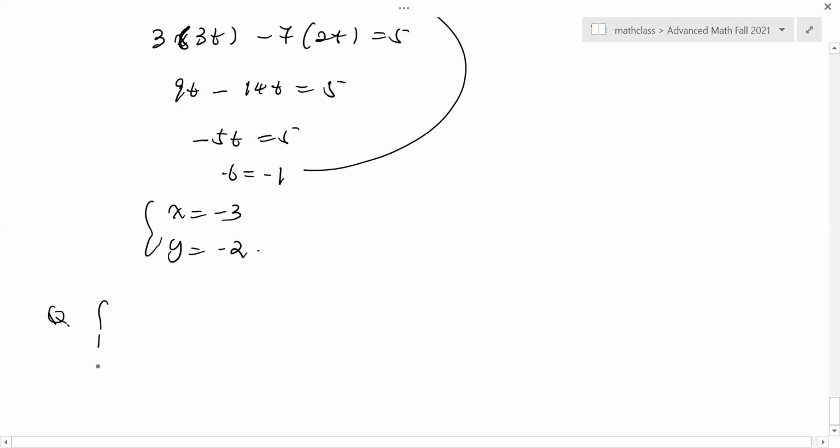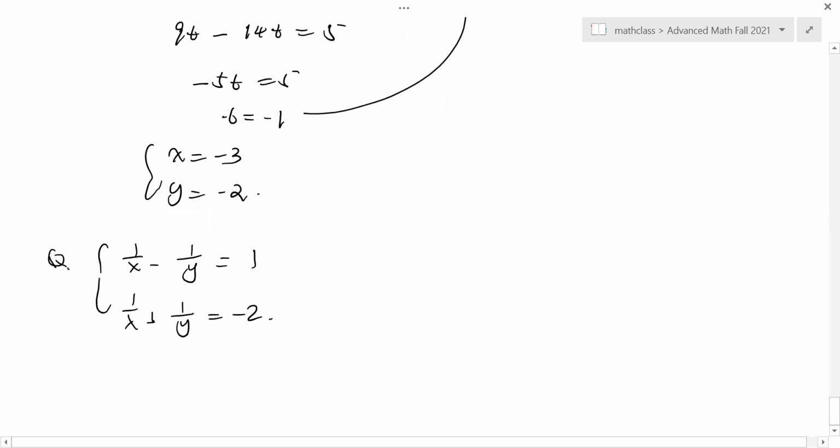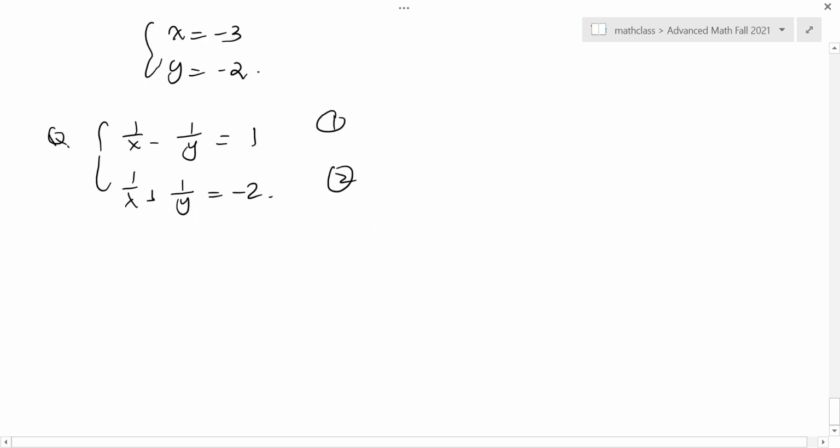Now, there are some equations that at the very beginning do not look like linear equations. How do you solve this system? Those are not linear equations, but either you introduce a substitution, you can let 1 over x be u and 1 over y be v, then you get a system of linear equations. Or you just simply write equation 1 plus equation 2, and 1 over y is gone.